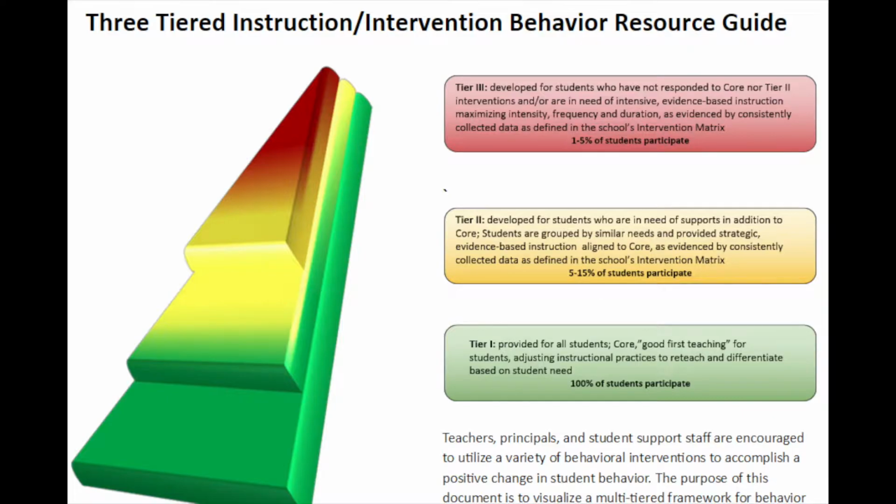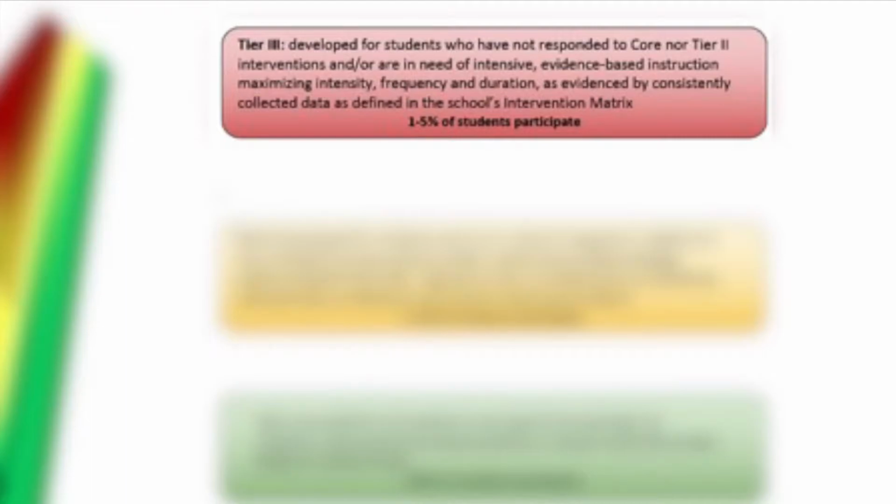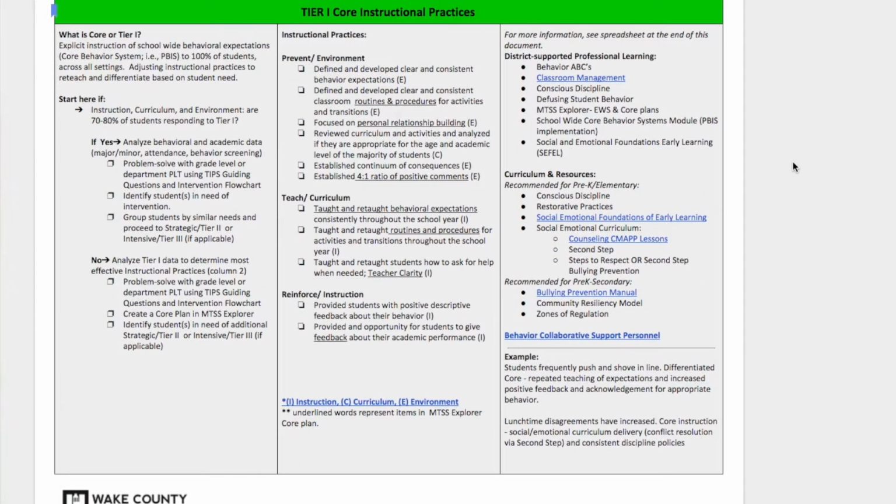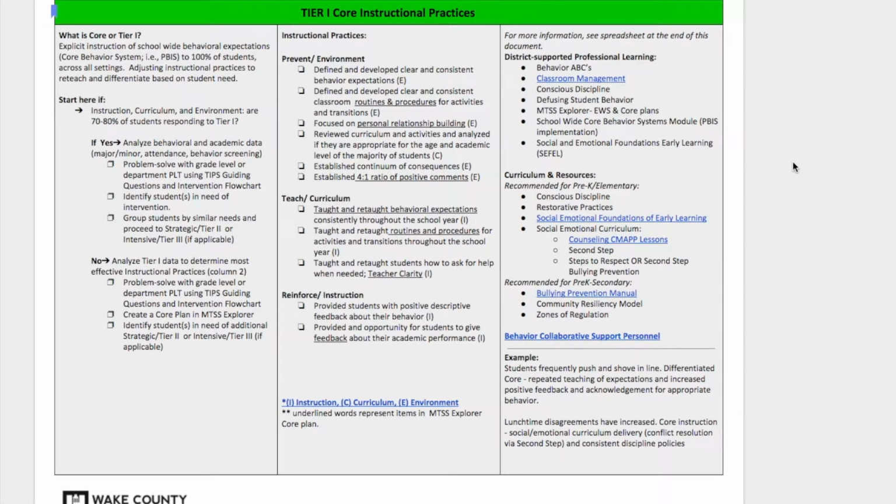The purpose of this document is to visualize a multi-tiered framework for behavior and to align resources within the district. When a school-based team, such as Intervention Team or PLT, is looking for support with one student's behavior, a group of students' behavior, or a classroom of behaviors, they can turn to this document as a one-stop shop for district resources and support. Each tier has a page of resources. We will explore Tier 1 core instructional practices first.